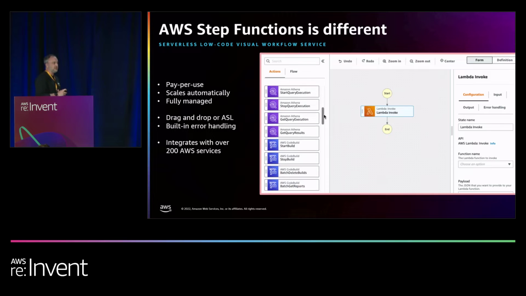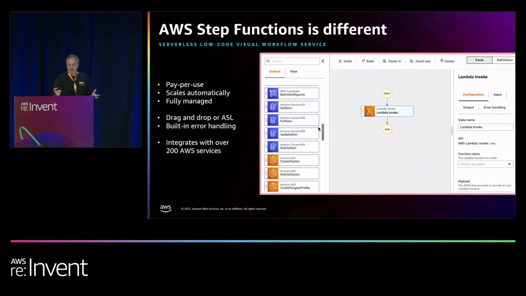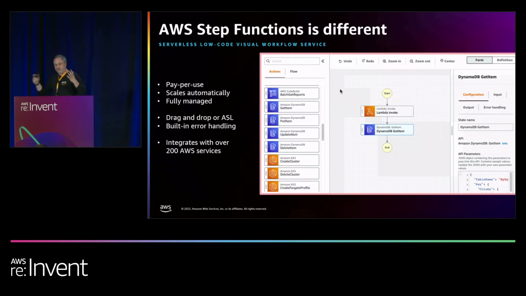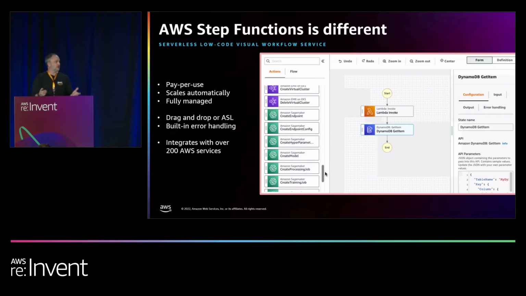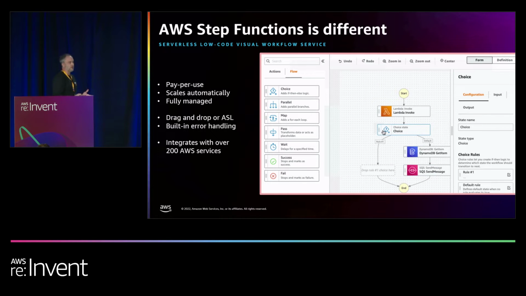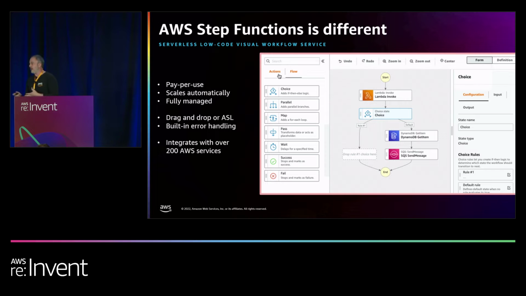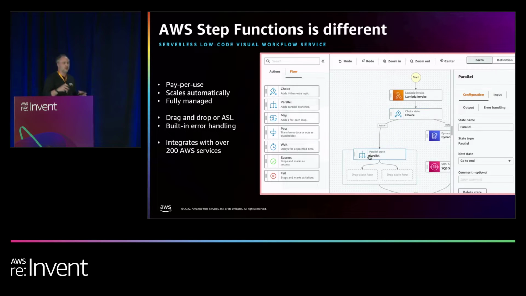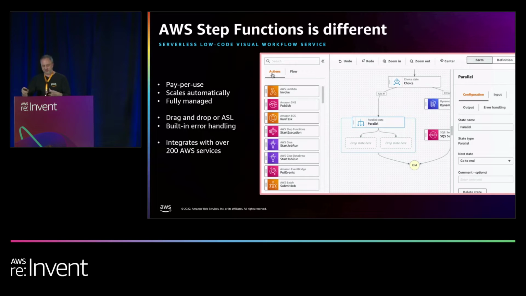Now, Step Functions is serverless, so it's pay per use. It's a fully managed service. It scales automatically. It has this nice drag and drop interface, which I think is actually one of the nicest UXs on the console on AWS. But of course, you can also build Step Functions as code using ASL, that's Amazon States Language, which is really JSON with a sprinkle of Step Functions syntax on top of that.